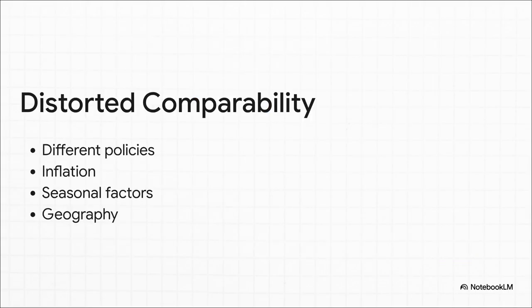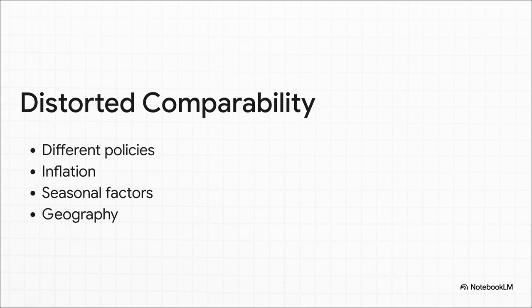Furthermore, don't forget that just blindly comparing numbers across different companies, or even across different years for the exact same company, is super dangerous. You absolutely must account for distortions to comparability. Our source material highlights several major pitfalls you've got to watch out for. First, differing accounting policies. Like, if one company uses LIFO for inventory and another uses FIFO, your comparison is already distorted straight out of the gate.